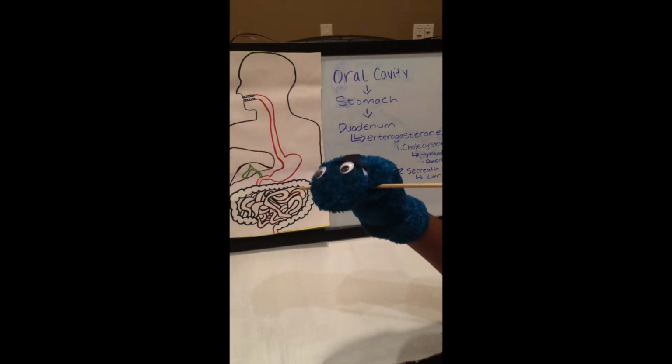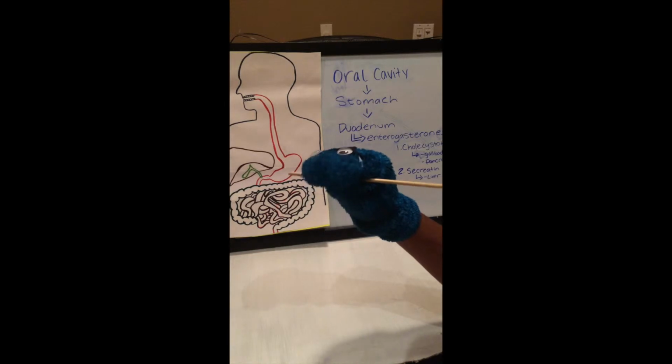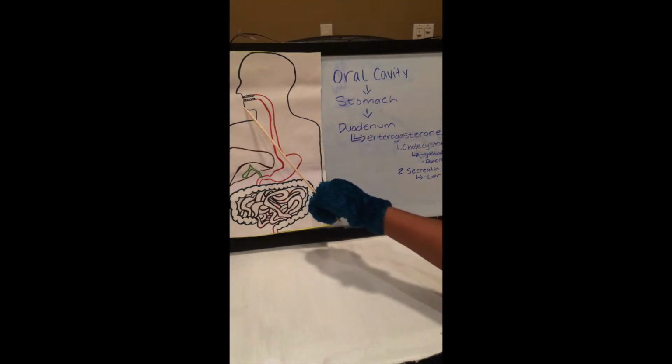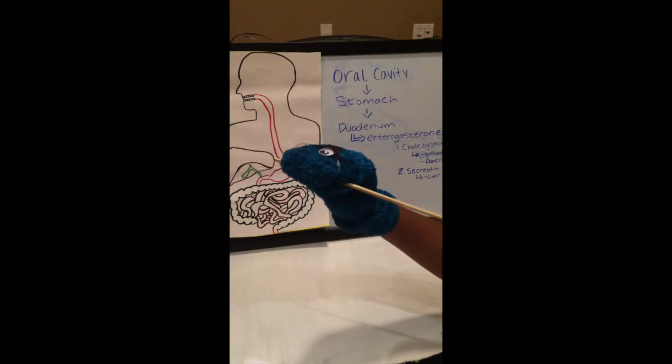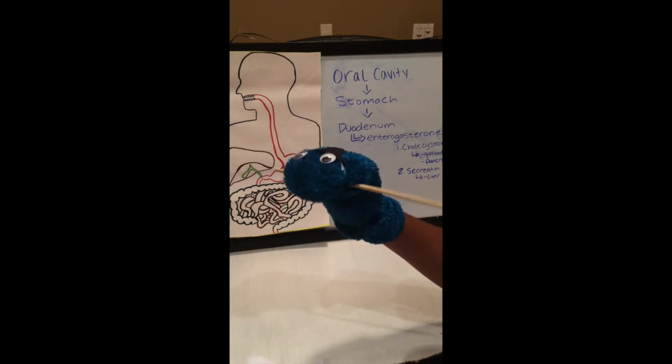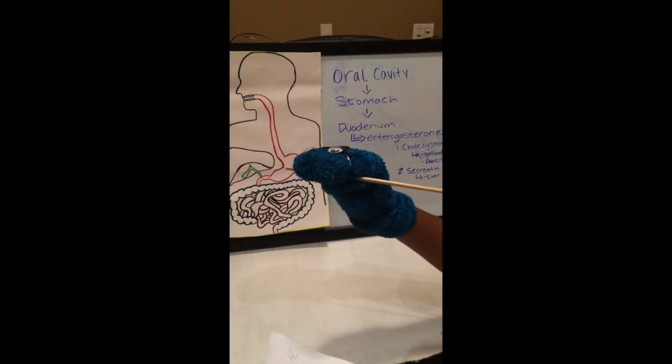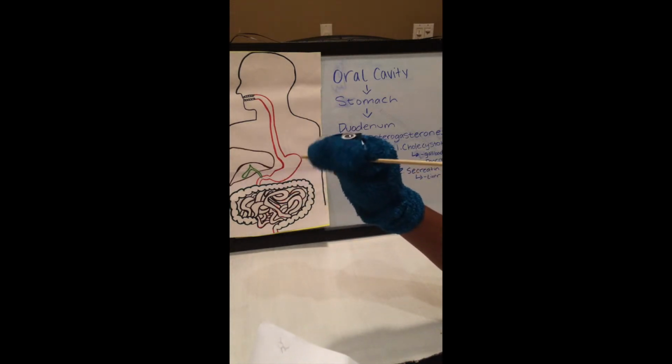So, when we eat, we chew our food. This process is called mastication. It occurs in the oral cavity. Lipid digestion actually occurs as well in the oral cavity. It is the start. Lingual lipase begins the chemical breakdown of lipids.